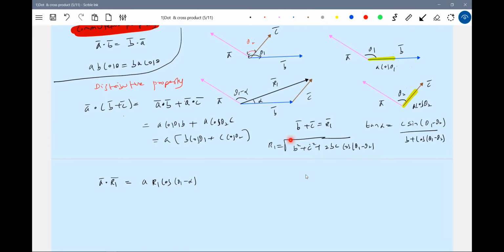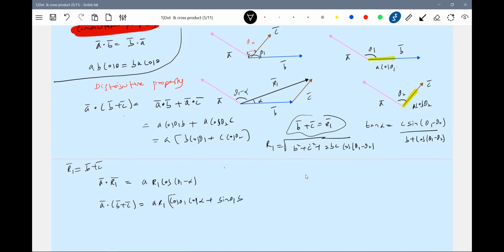Okay, we have ended up with something like this, r1 tan alpha. Now what do we have to do? What is the value of r1? Substitute there. Finally, what we are supposed to calculate: what is r1 bar? R1 bar is b bar plus c bar, no? Finally, it should be equal to the expansion of this, ab cos theta 1 plus ac cos theta 2. Let's try that. A bar dot b bar plus c bar, that r1 bar, is equal to A R1 times the expansion: cos theta 1 cos alpha plus sine theta 1 sine alpha. This will become A R1 cos theta 1 cos alpha plus A R1 sine theta 1 sine alpha.